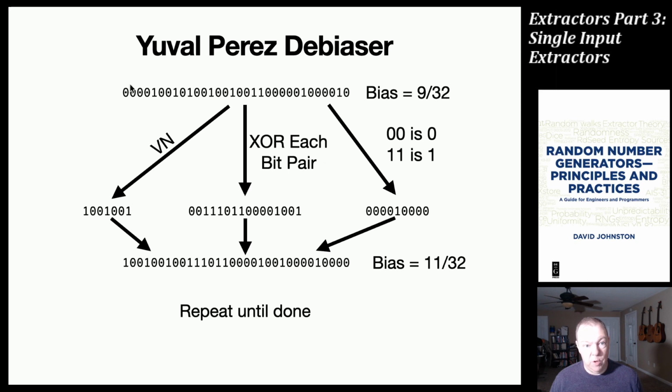Then the final part is made from looking at the bit pairs and saying, if they are a 0 0, put in a 0. If they are a 1 1, and that's this 1 1 here, you get a 1. So those are values that we were otherwise throwing away. And that becomes the third part. So we produce another output string, and we see here the bias is now 11 out of 32, not 9 out of 32, which is better.